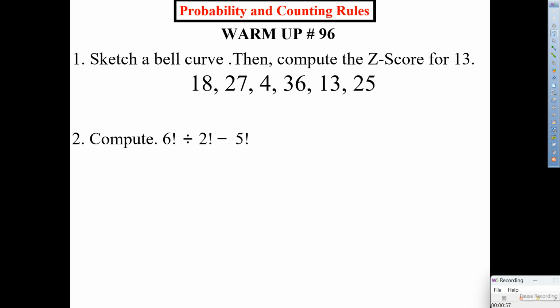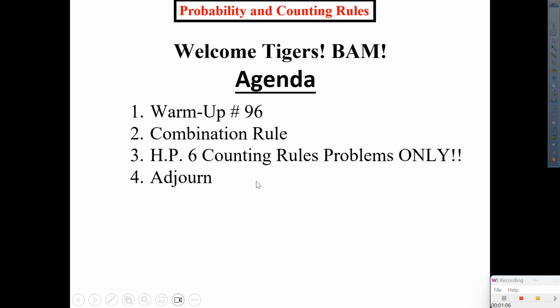All right. As you send that in, here's the agenda for today. Warm-up number 96, combination rule. And tonight's homework, fix counting rules problems only.